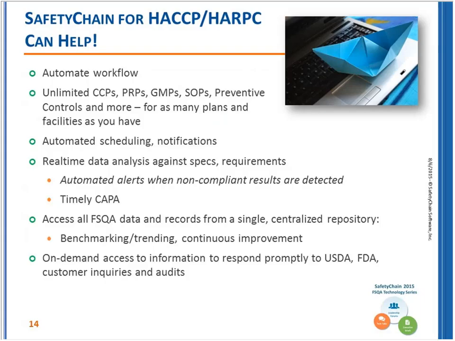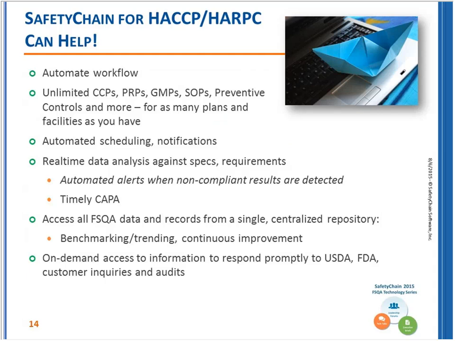SafetyChain has a module called SafetyChain for HACCP and HARPC. This solution does a lot of the things that Dan spoke about. It allows you to automate the workflow of your plan management. It allows you to define unlimited CCPs, PRPs, GMPs, all the different Ps for as many plants and facilities that you have. It allows you to auto-schedule those tasks and sends those alerts out when something isn't completed.